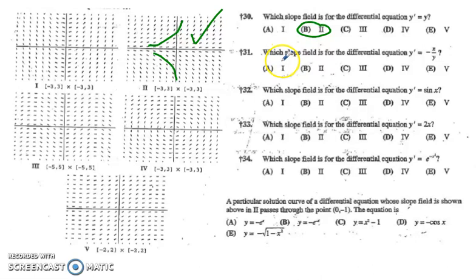Let's see, for 31, I need something where the slopes are driven by both the x and the y values. So that means if I read up and down, or I read across, I should have the slopes changing. Well, that's not happening in number 1, because it looks like my x values alone are driving this slope field. Same thing for number 3. X values alone are driving it. Number 4 could work, and actually number 5, the x values alone are driving the slope field. So my answer to 31, by process of elimination, must be 4.